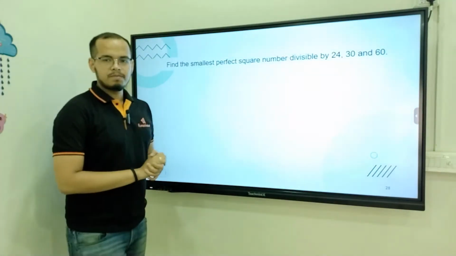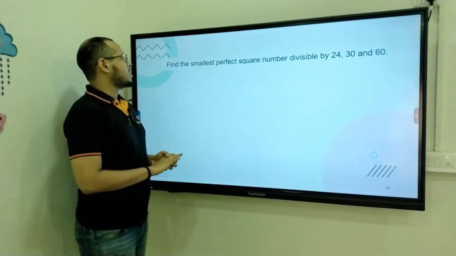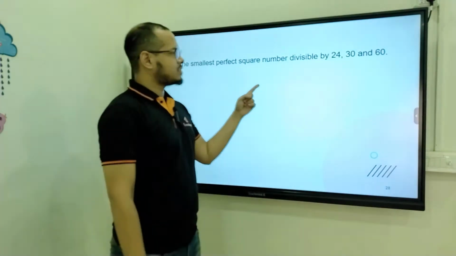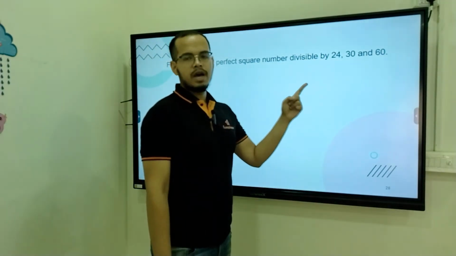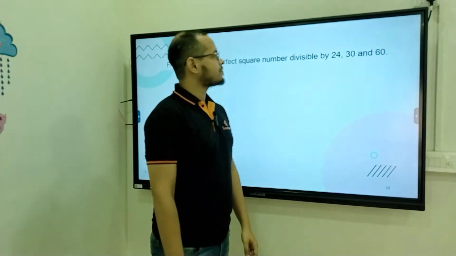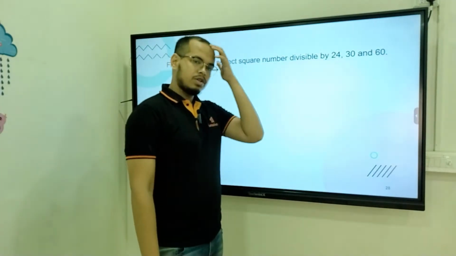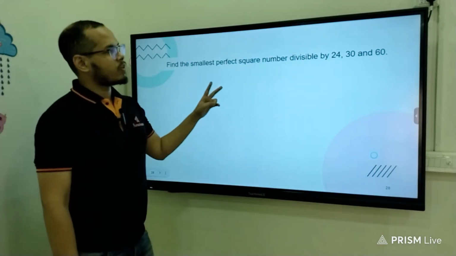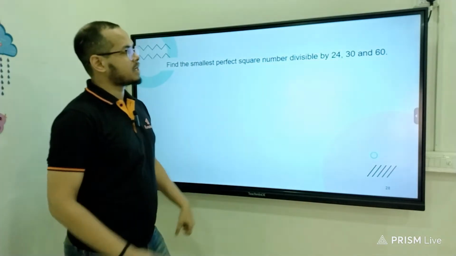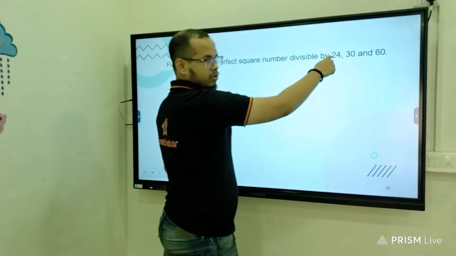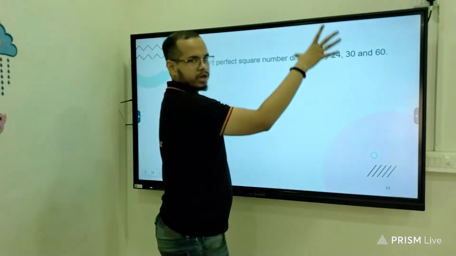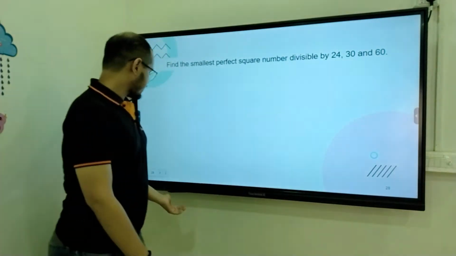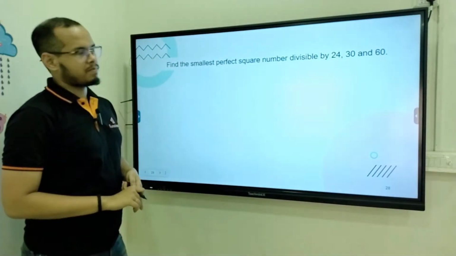So this question is a very important question. As you can see, the question states: find the smallest perfect square number divisible by 24, 30 and 60. We have to find the smallest perfect square number that is divisible by 24, 30 and 60. Okay, so let us do it step by step.